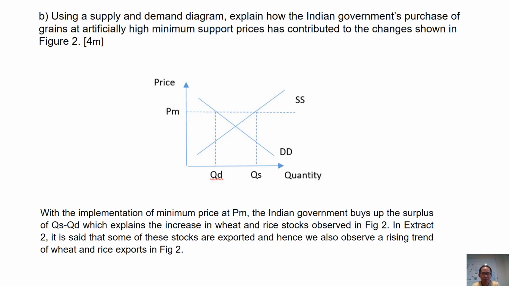Next, for part B, using a supply and demand diagram, explain how the India's government's purchase of grains at artificially high minimum support prices has contributed to the changes shown in figure 2. So again, when the case study question requires a diagram, make sure you explain the diagram. So for this case, you need to draw a minimum price diagram.